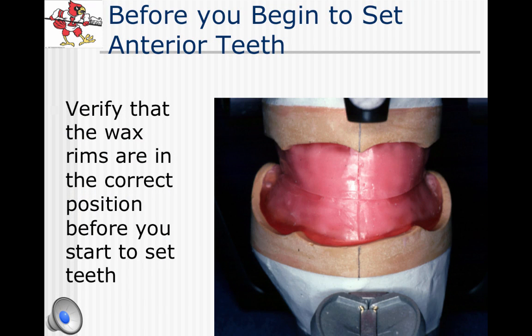Verify that the wax rims are in correct position before you start to set teeth. The rim should be approximately 8 millimeters in width in the posterior and converge to the occlusal. They are centered over the crest of the ridge. Transfer the midline mark to the labial of the wax using a buffalo knife or the pointed end of the number 7 spatula. Extend that line onto the cast.